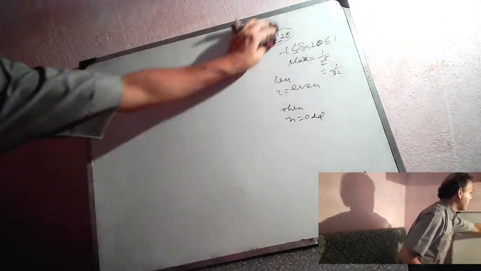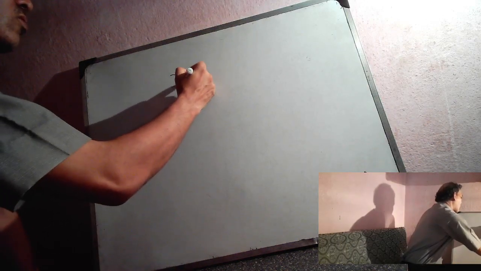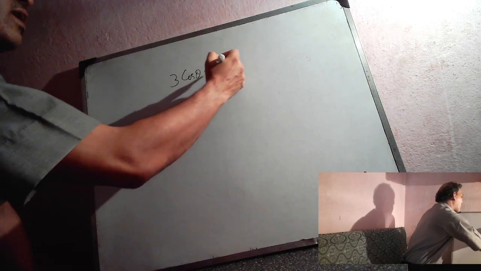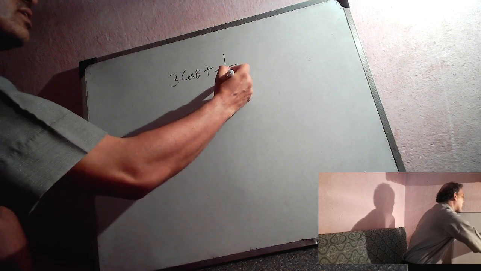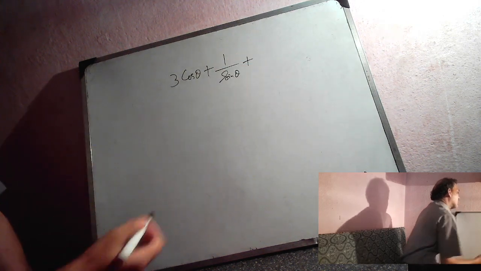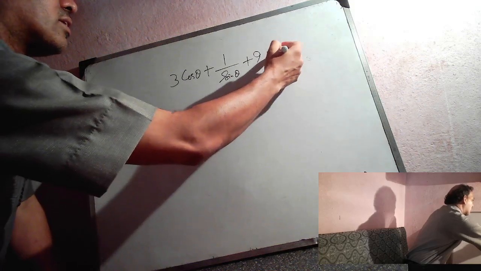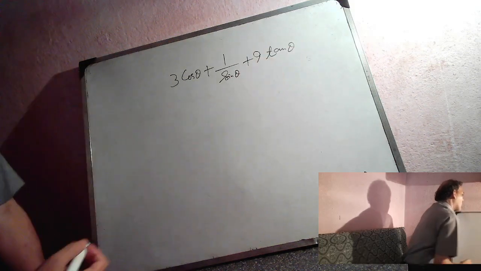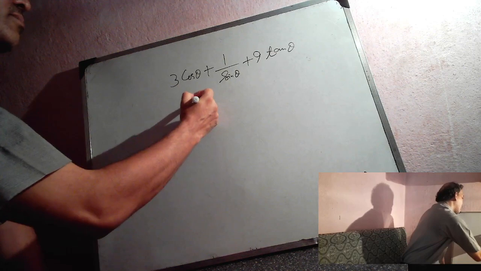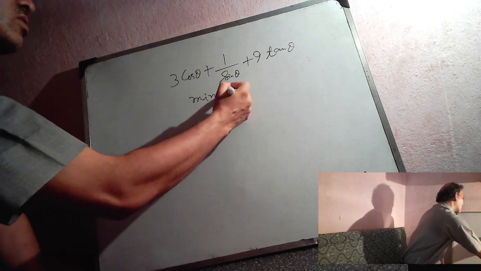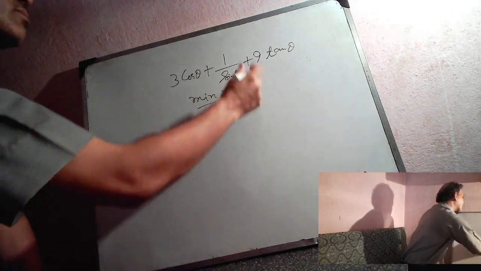Let us try another one. 3 cos theta plus 1 by sin theta plus 9 tan theta. What will be its minimum value? We can't find its maximum value.